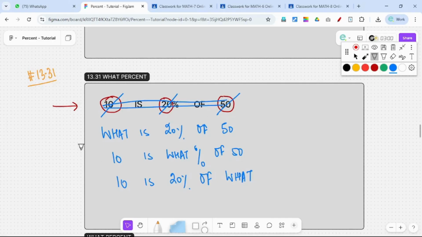So you can have these types of questions. In the first instance, the first statement is what is 20% of 50. Second is 10 is what percent of 50. And third is 10 is 20% of what number. So these are three questions, three different statements which you may need to solve.